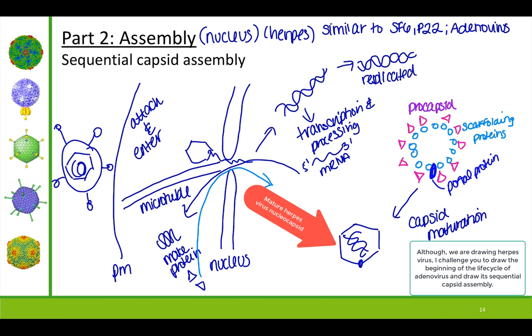So again, two very different examples of sequential capsid assembly. One, poliovirus in the cytoplasm, that's a little more simple, and then a more complex example that requires the building of a procapsid and then requires capsid maturation, herpes virus, which occurs in the nucleus.